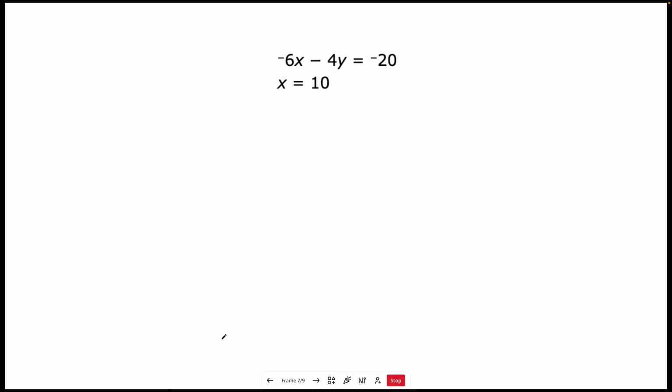All right, for this problem, it looks a little different. The good news is that it's actually already halfway done because they tell you that x is 10. So they've already told you the first number in your answer, right? It's going to be 10 and then something. And so now we just take this 10 and let's substitute in.